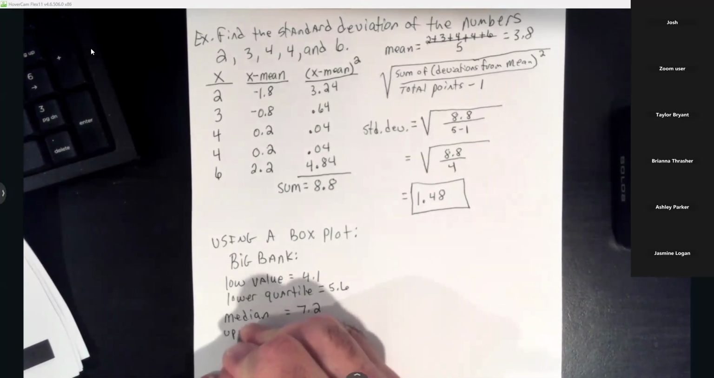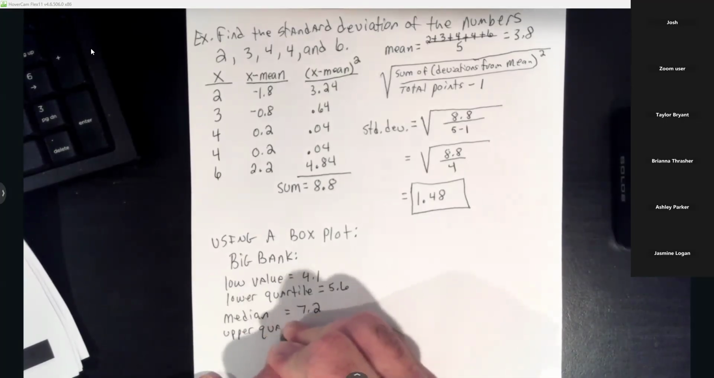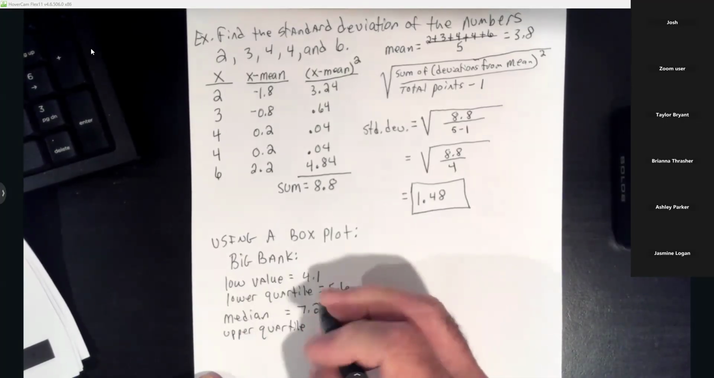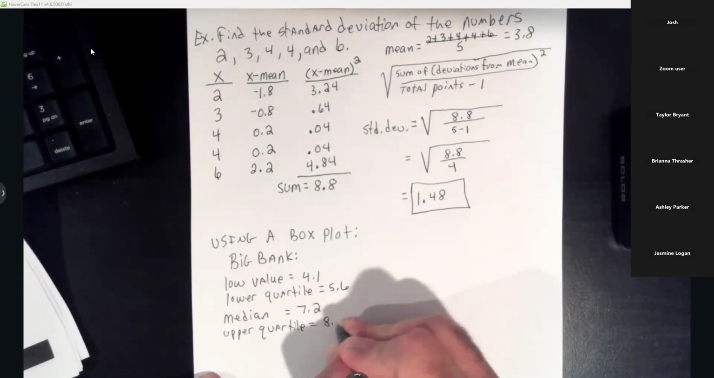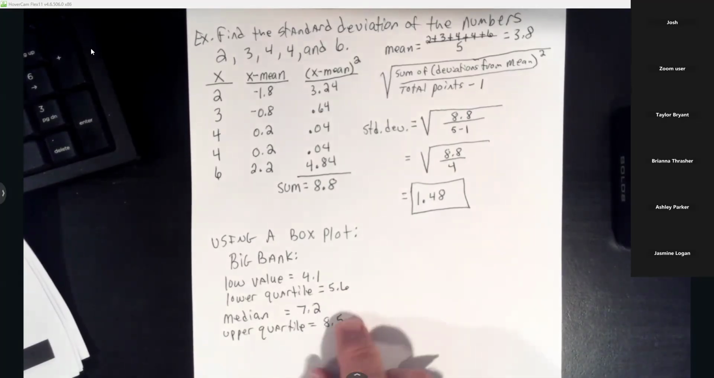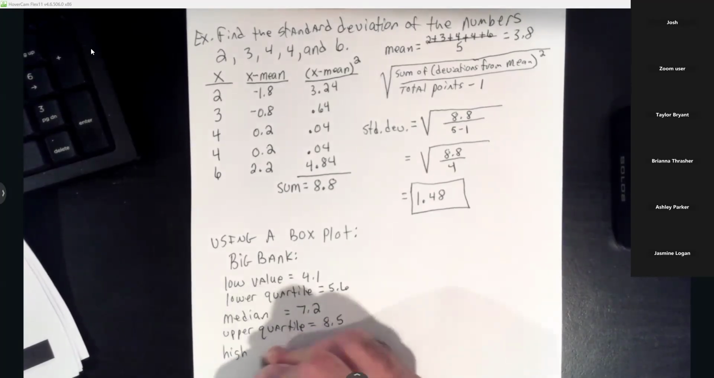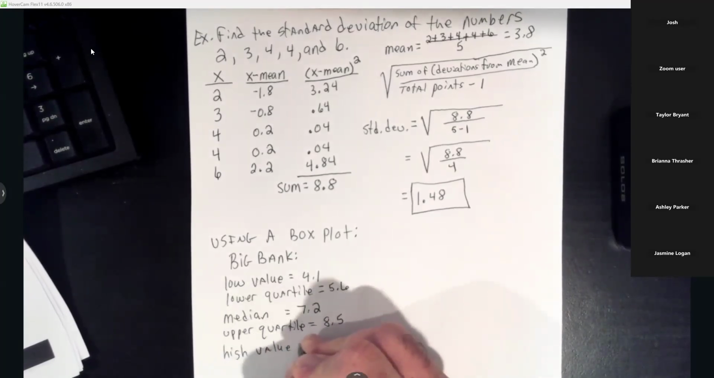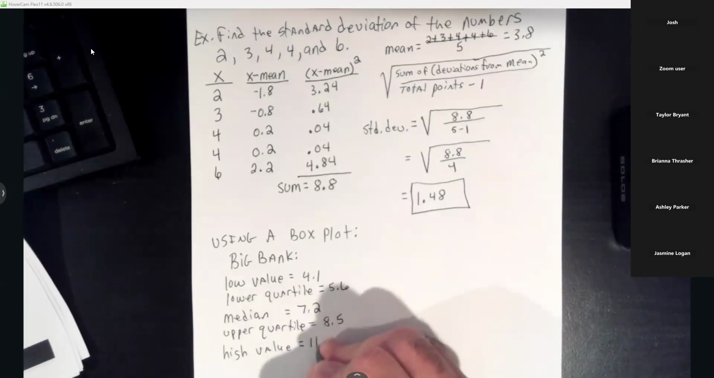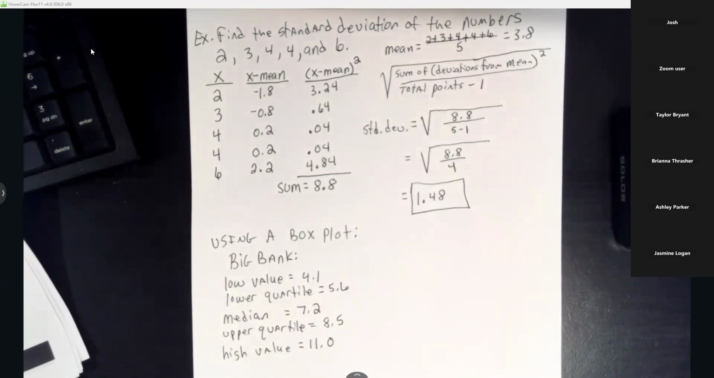The upper quartile was 8.5. So remember, that's the median of the upper half of data. And then the high value. So the longest someone had to wait was 11.0 minutes. So the shortest amount of time someone waited was 4.1 minutes. The highest value was 11. And the middle, or the median, was 7.2.